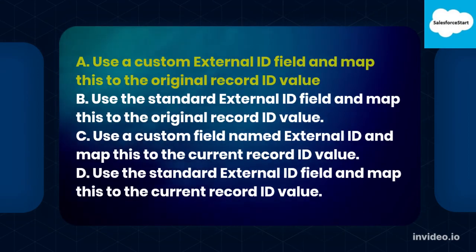The answer is option A. Use a custom external ID field and map this to the original record ID value.